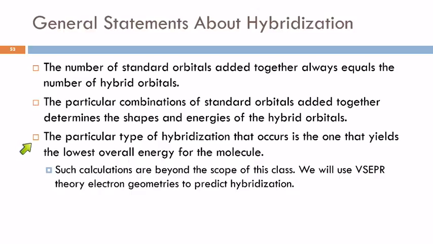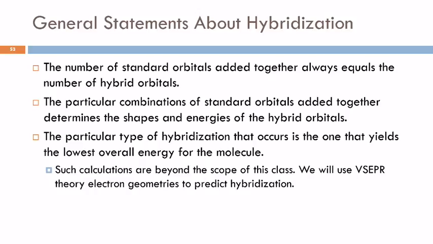The particular type of hybridization that occurs is the one that gives the lowest overall energy. That involves a lot of calculation. You have to try different combinations and see which one gives the lowest energy for that particular bond. We're not going to do those types of calculations. What we're going to do is use VSEPR theory and the electron geometries we learned how to read from the Lewis structures to predict the hybridization.